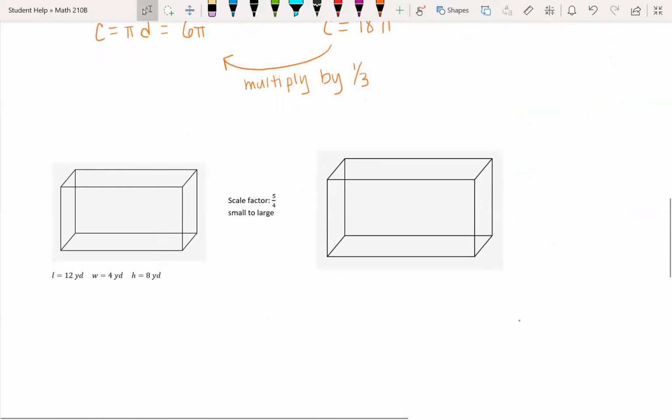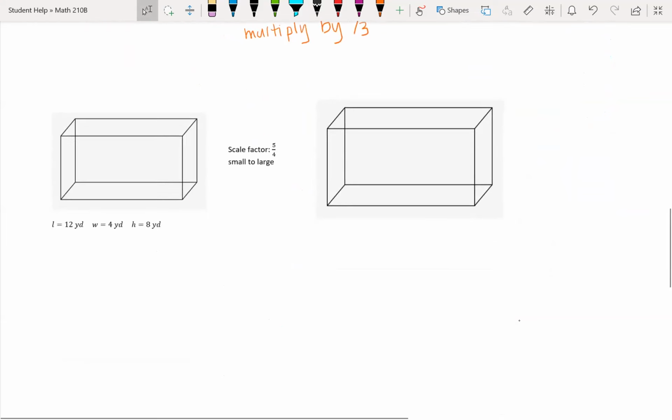All right, I want to do a couple of examples that are looking at volume, because volume is a 3-dimensional measurement. And so based on what we've seen in the last 2 examples, we're expecting that the scale factor for volume is going to be raised to the 3rd power. So let's find the volume of this shape. First, we need to find the measurements over on the right-hand side.